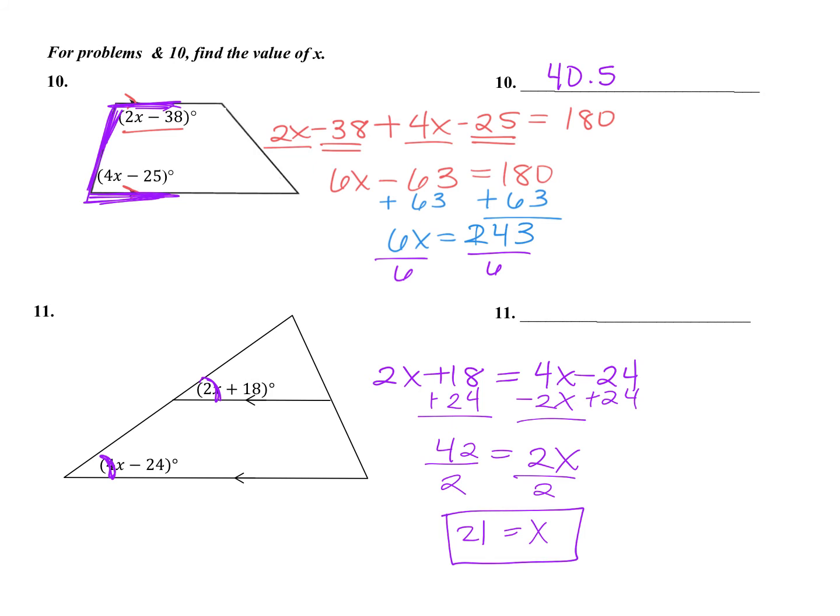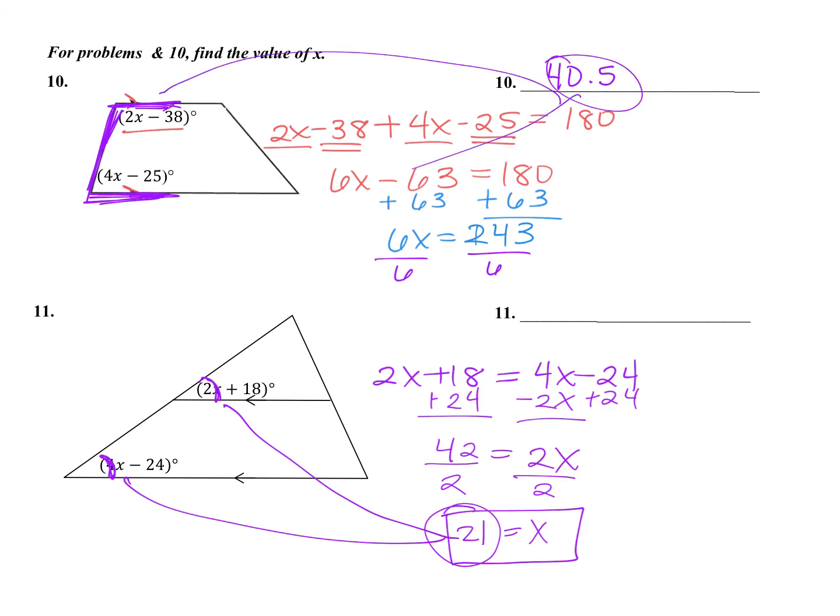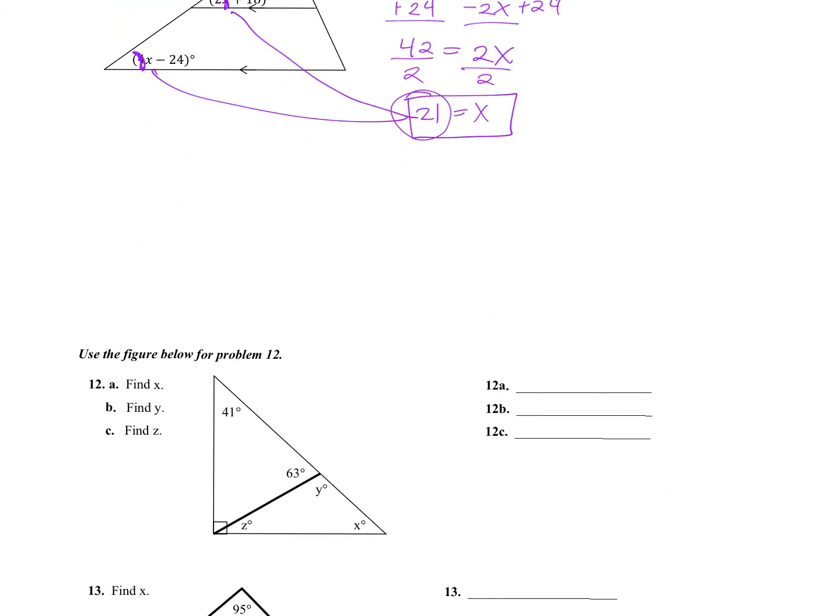How can you check your answers on all of these? Plug it back in. If you plug a 21 in here and a 21 in here, your angles should be equal. If you plug a 40.5 in here and here, the two angles you get should add up to 180. That's how you can check, okay? Questions on that? Okay.